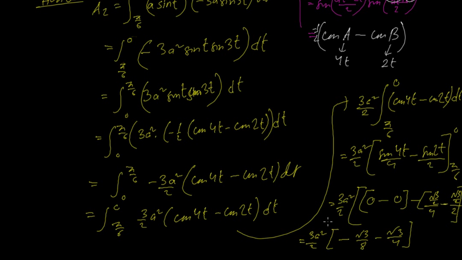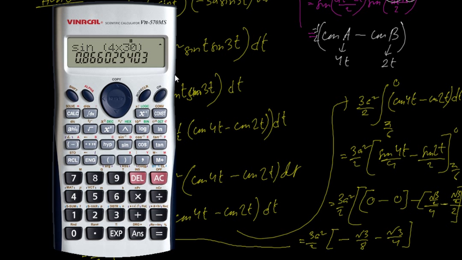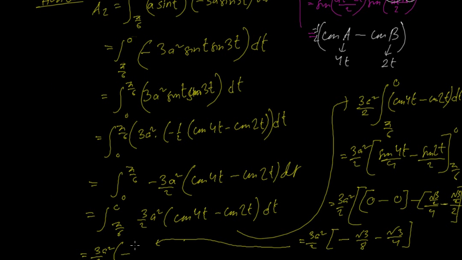So the answer would be, there is no space here, let me write it here, 3a square by 2 and minus root 3 this and this. Let me do the calculation. So minus 1 by 8 minus 1 by 4 is minus 3 by 8, so minus 3 by 8 root 3.